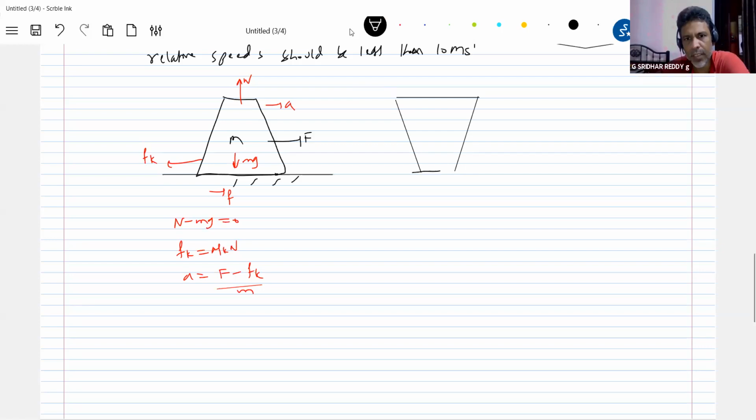Now, definitely, what do we expect here? The contact area is less, but the weight will be the same. Nothing will change, and the normal reaction is the same, and the same force F is applied. Then I measure the acceleration of the block, and I'm going to get the same acceleration. What does it mean? The same friction force is acting.